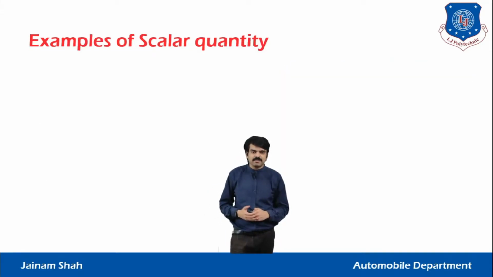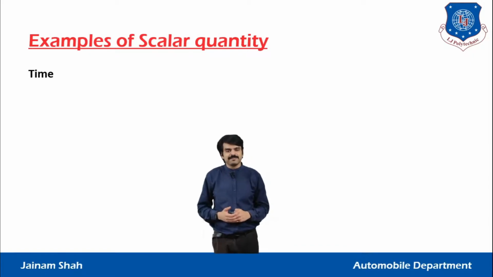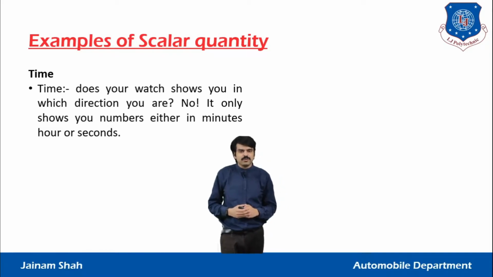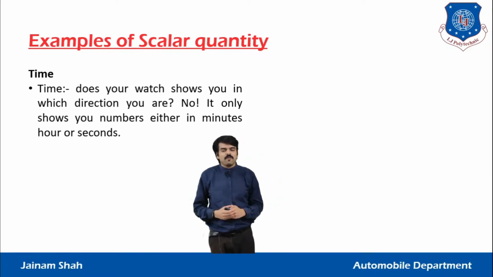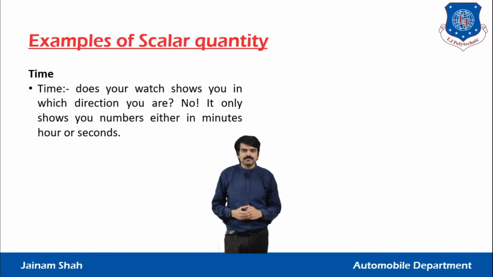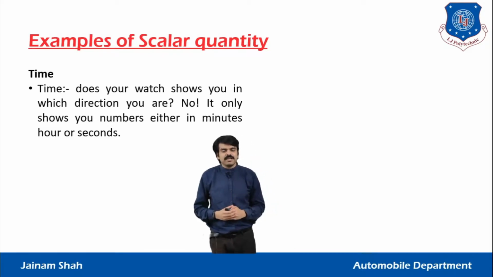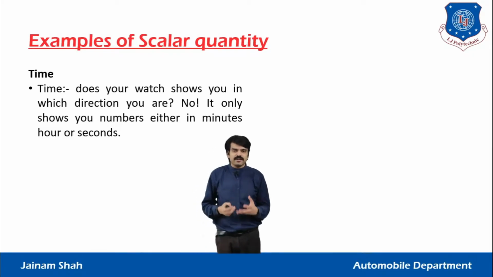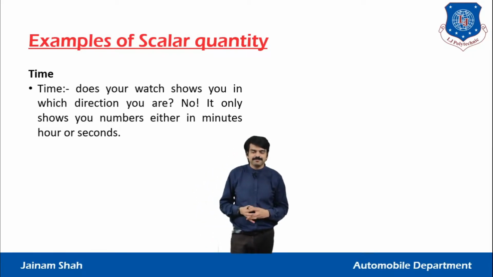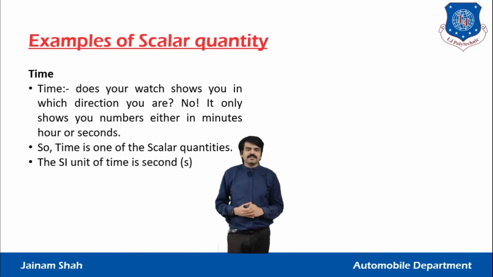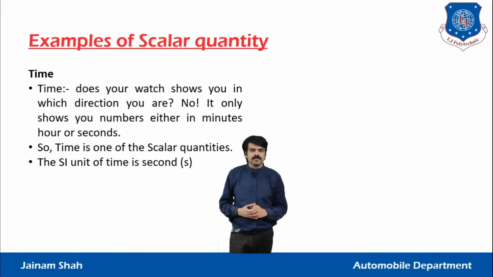Let's start with an example with time. You all are wearing a wristwatch, or we can assume that we all have a watch or wall clock in our home. Your clock does not show you any direction in which your time is. It only shows you time in either seconds, hours or minutes. So time is a scalar quantity and its SI unit is either seconds, minutes or hours.